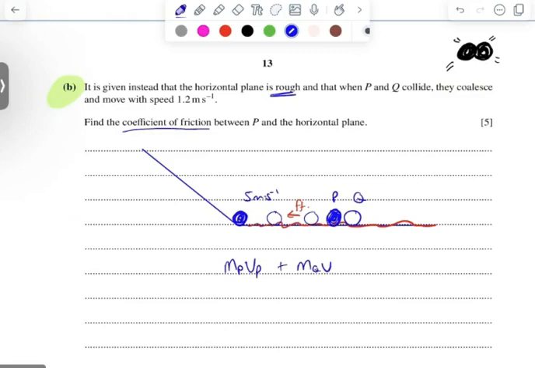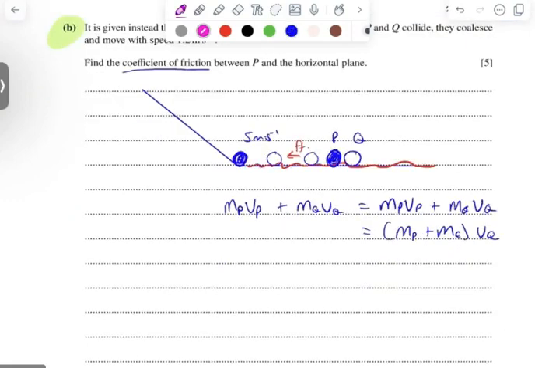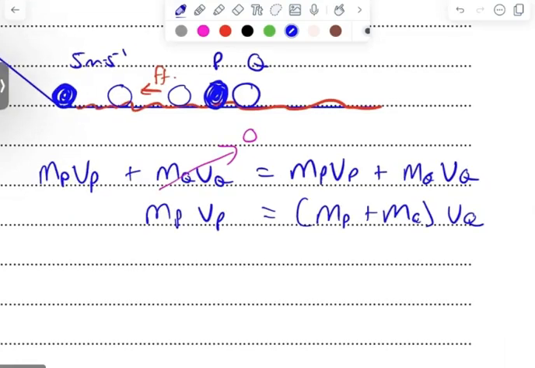Mass of Q times velocity of Q. So the mass of P, velocity of P, mass of Q, velocity of Q. Because they coalesce, we're going to end up putting their masses together. We're going to have a velocity. This is actually going to fall away because Q is still at rest. So the mass of P and velocity of P. So let's just see what do we have in our formula already.